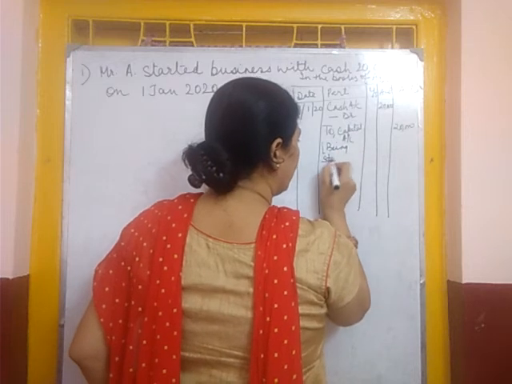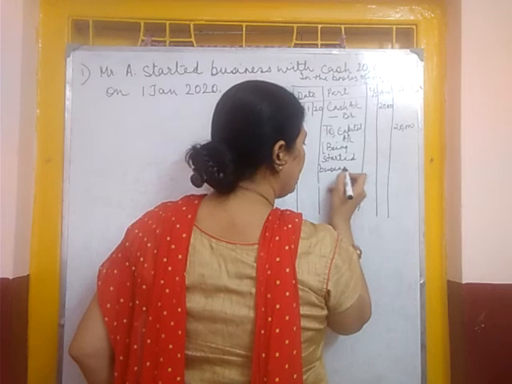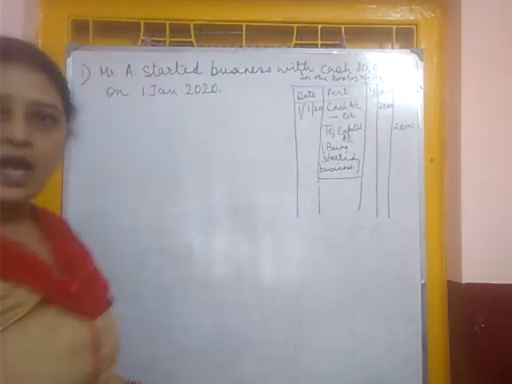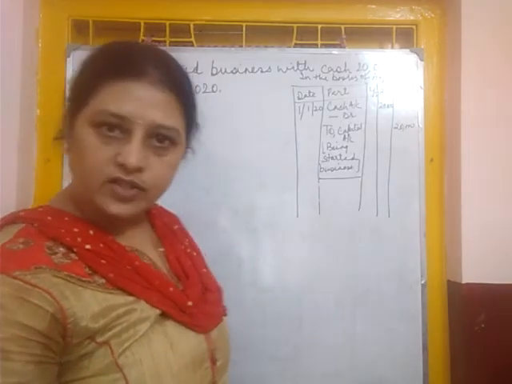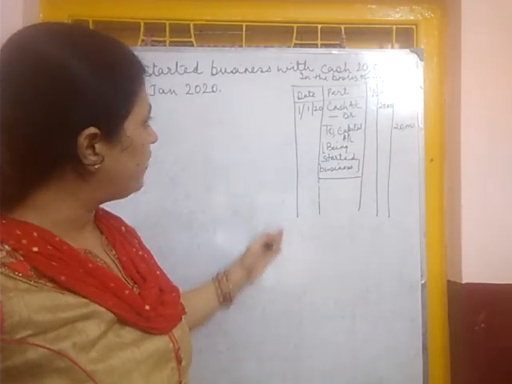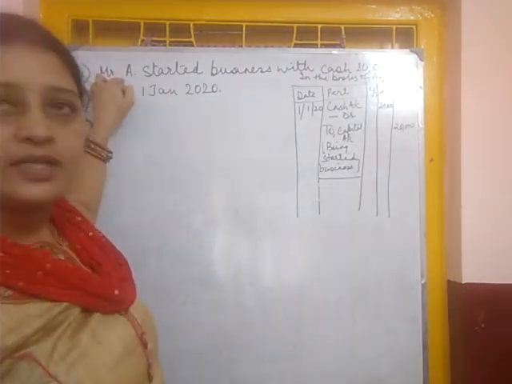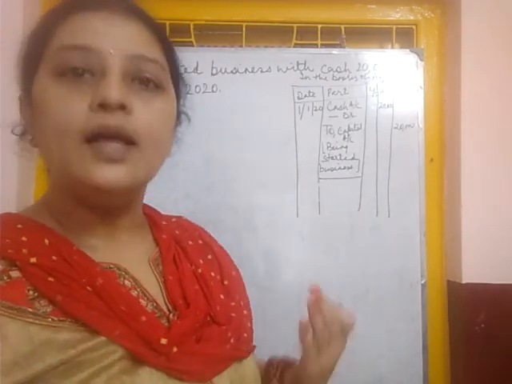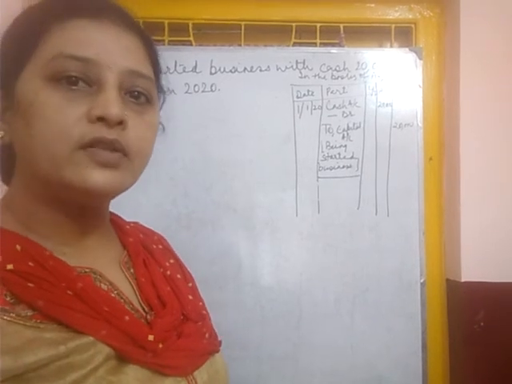Being started business. Okay? And then we draw the line, and we proceed to the next transaction which is given in the question. So here, see what we have done. We have passed the entry in the journal in the books of Mr. A. Now, what we have to do? We have to prepare ledger. Let us see how we will prepare ledger.